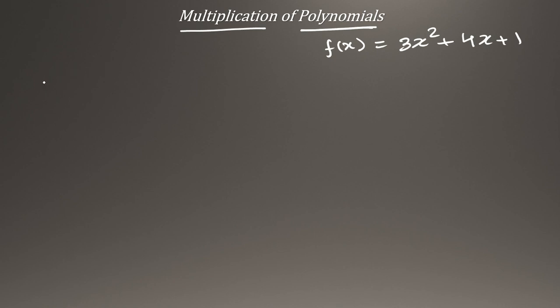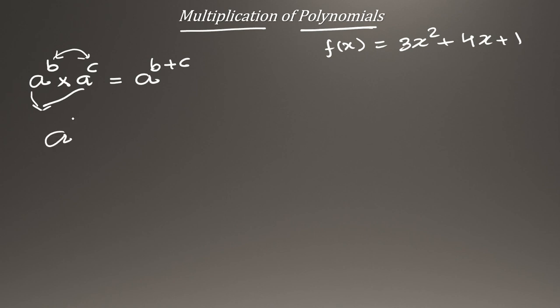In powers and indices, you have studied about this. If you need to multiply two expressions, you can do it like this: a to the power b times a to the power c will be a to the power b plus c. That means if the bases of the two expressions are the same and they are in multiplication, then their powers will be added to each other.